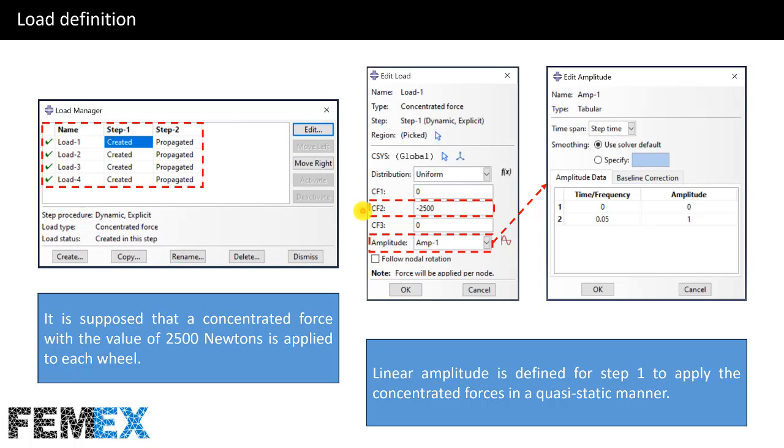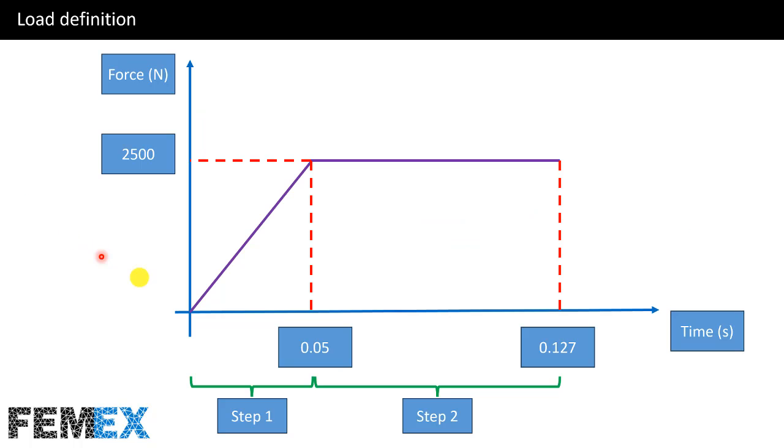As you can see, the vertical component is equal to minus 2500, and I have assigned linear amplitude to its definition to apply the concentrated forces in a quasi-static manner. At time step equal to 0, the amplitude is 0, and at time step equal to 0.05 second, the amplitude is equal to 1. So concentrated forces according to this curve will be applied to the model. Here is step 1 and here is step 2.